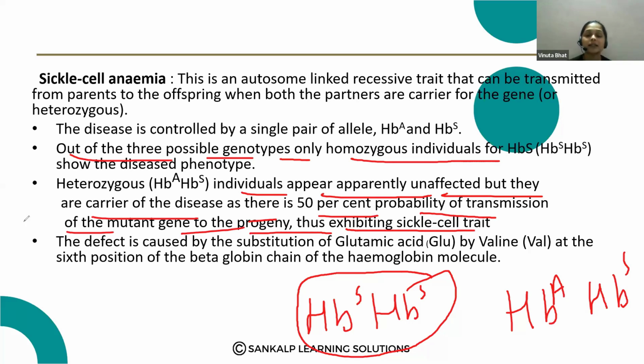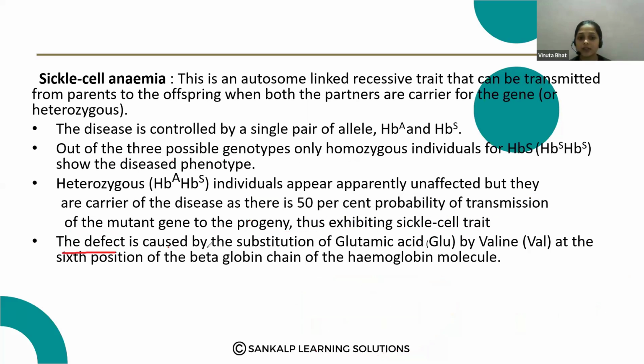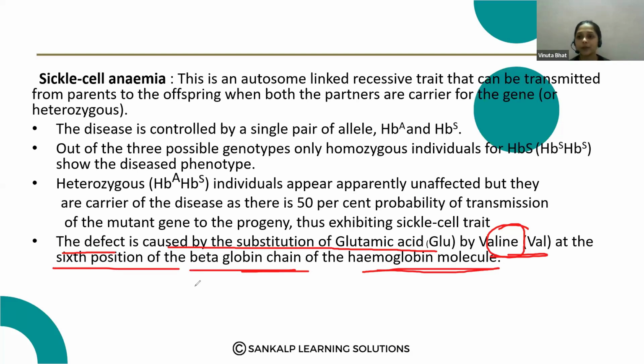So they are transferring that from the parents to the next generation. So what happens if that gene is defective? The defect causes the substitution of the amino acid glutamic acid by valine at the 6th position of the beta globin chain of the hemoglobin molecule.